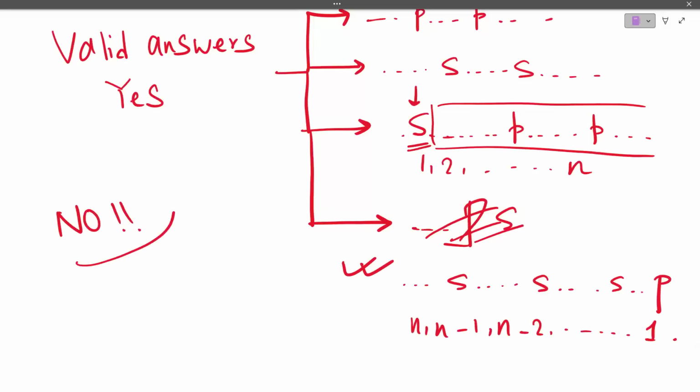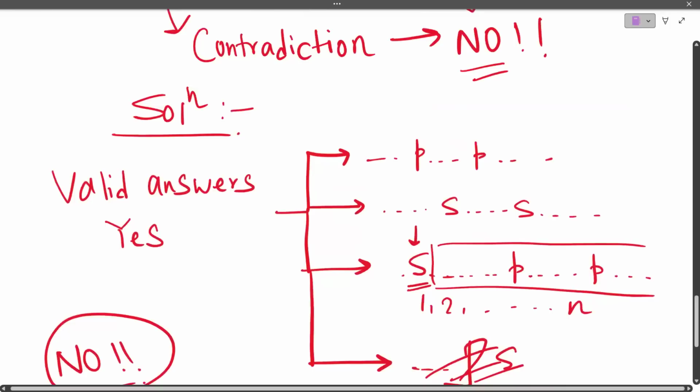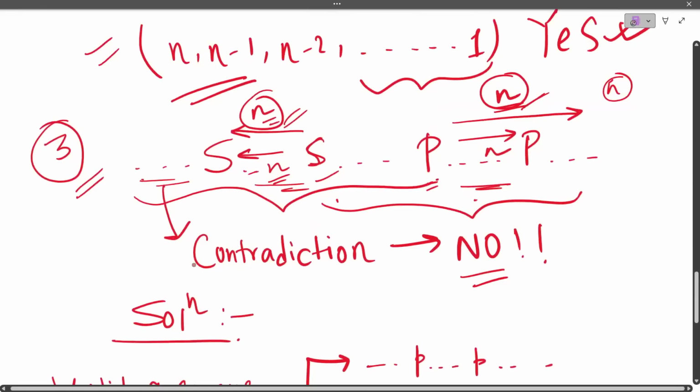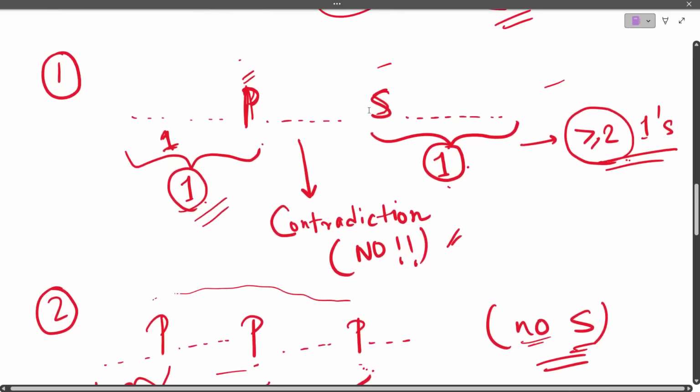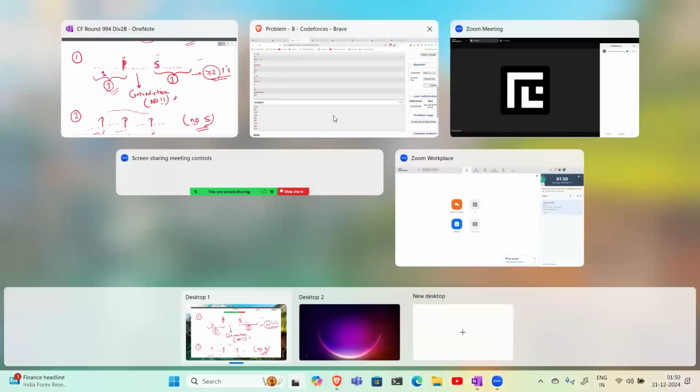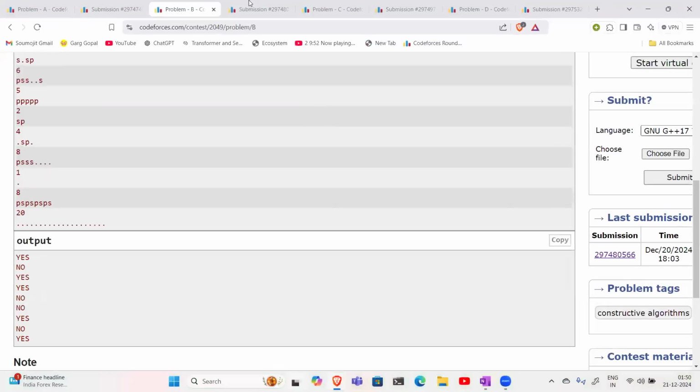Why is my answer no in all other cases? Because very simply, if you have 2s and 2p, then you will get a contradiction as I said. And if you have a p which comes before an s, then also it is an issue, because then we get a contradiction. So I hope the idea is clear. Let us quickly go through the code.